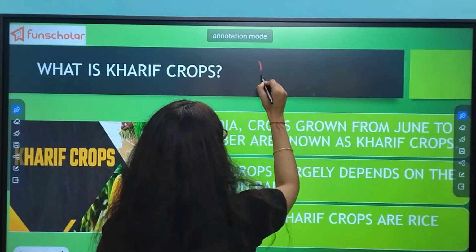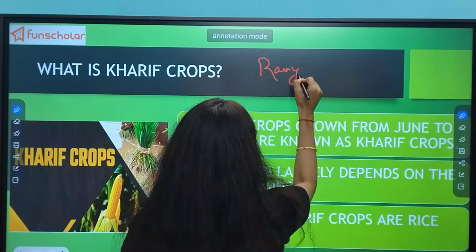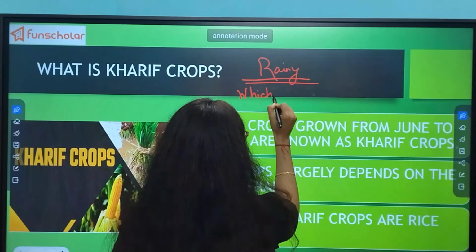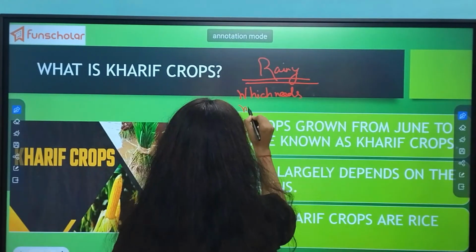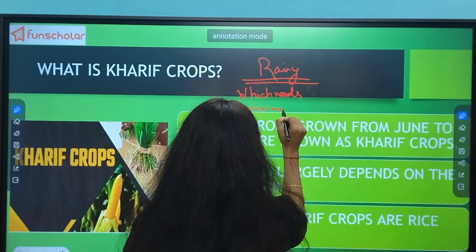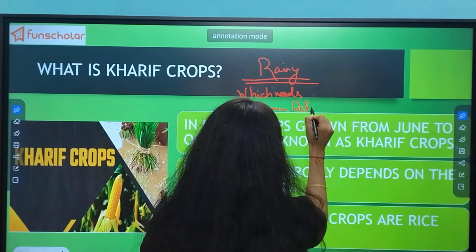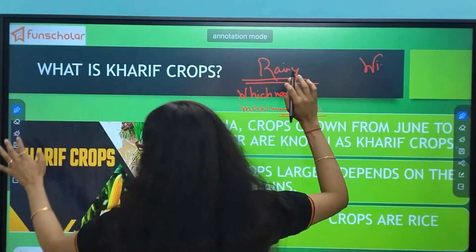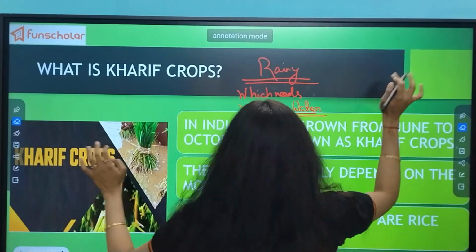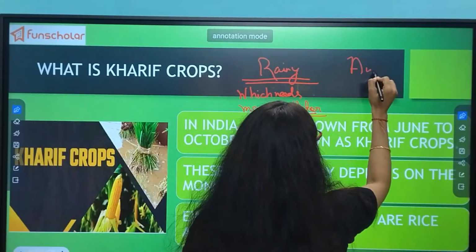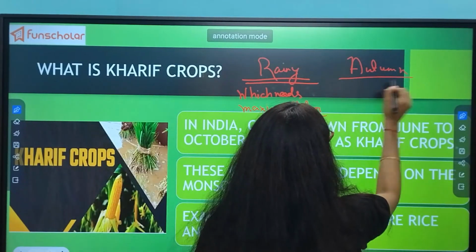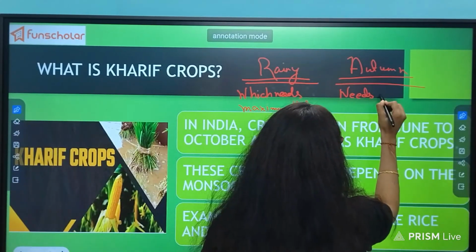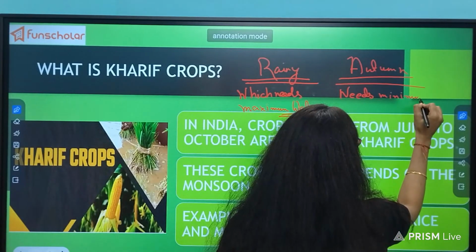Basically, there are two types of season considered in India. One is the rainy season, where crops are grown which need maximum water, and another is considered winter or autumn. Best it will be autumn, where there is little rainfall, so crops grown during this period need minimum water.